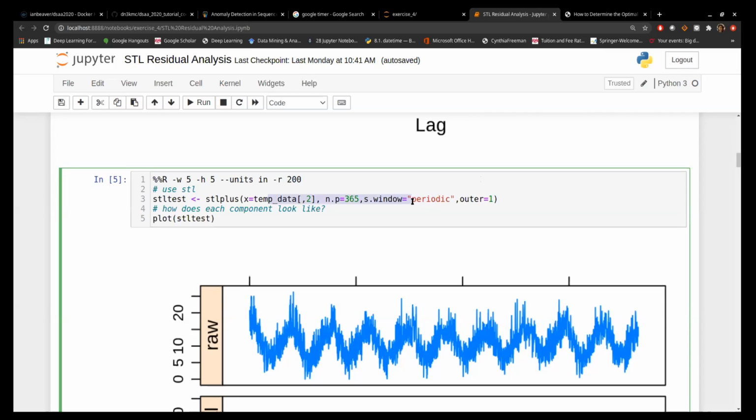Not shown here is also a parameter called t.window. And t.window is similar to s.window, but it's for trend and basically controls how rapidly trend can change. So once again, smaller values allow for more rapid change. T window is the number of consecutive observations to be used when estimating the trend cycle. Unlike S window, which has to be user specified, T window does not.